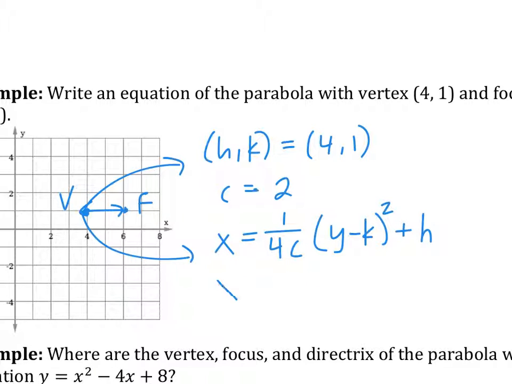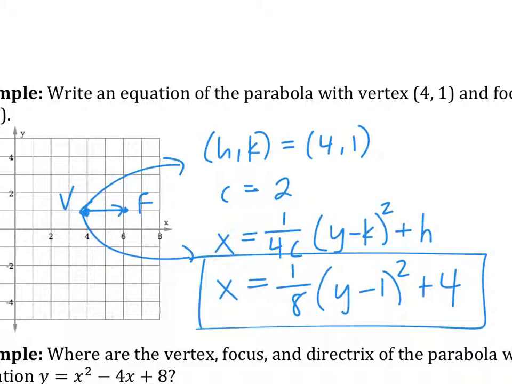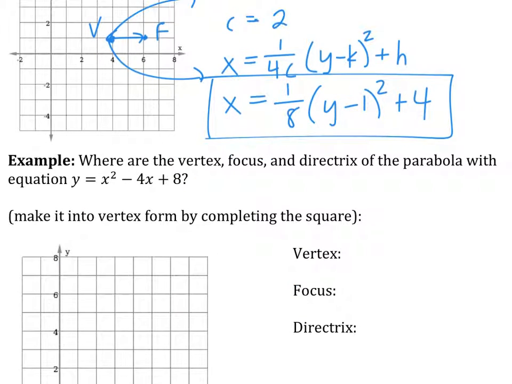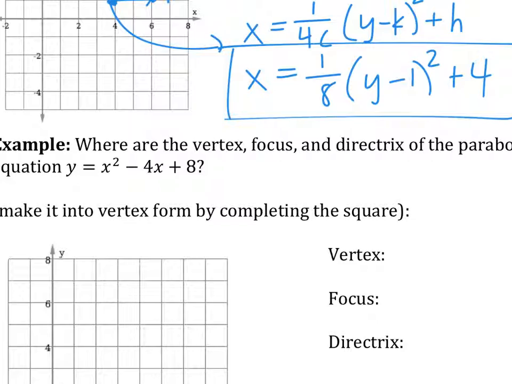All right, so the answer is x equals 1 over 8 times (y minus 1) squared plus 4. Next. Where are the vertex, focus, and directrix of the parabola with this equation? Now, this equation is in standard form. We need to change it to vertex form.